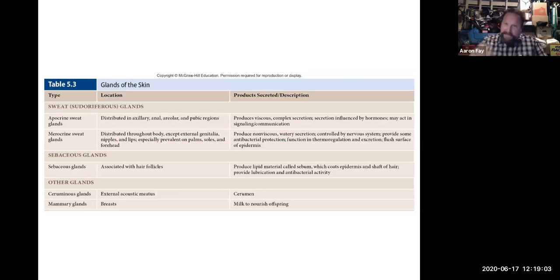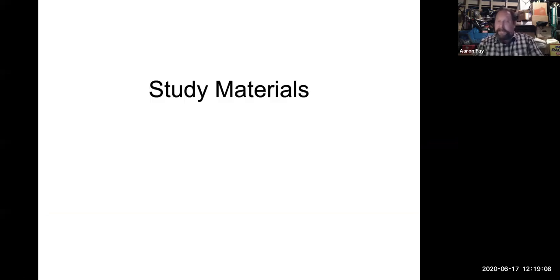But go ahead and take a look at that, get a little summary of the different types of glands, and that brings us to the end of our lecture on the integumentary system.